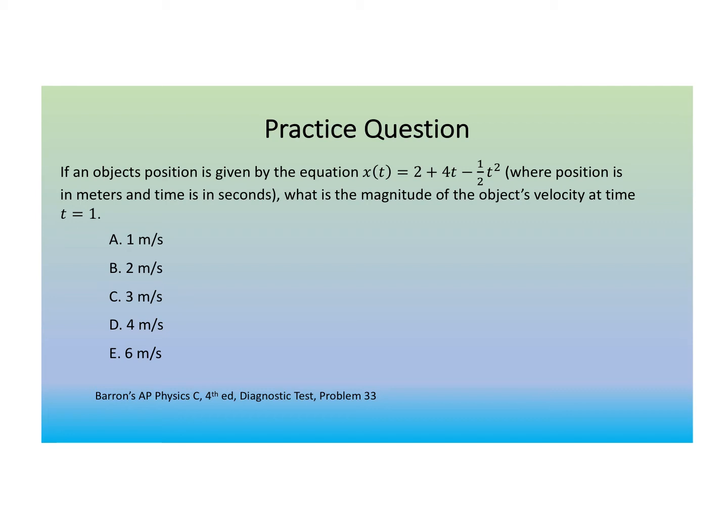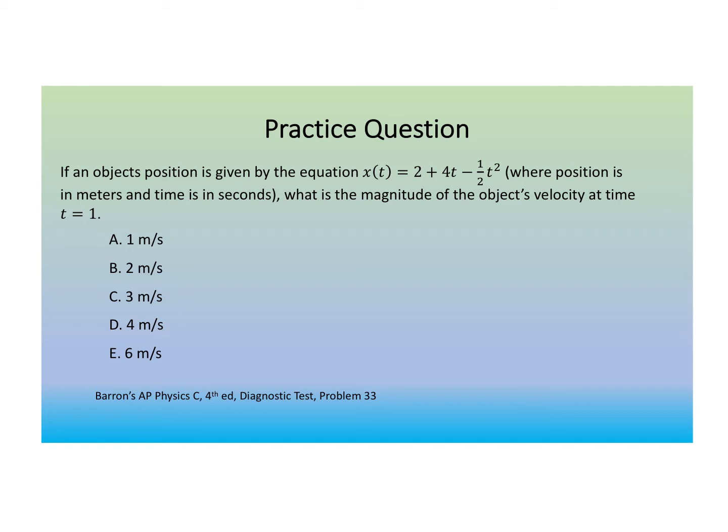So this is a typical question that you can see on an AP test, where we're given a function for the position at any given point in time, and it's asking us to find the object's velocity. If you're ever given a function on the AP Physics C test, you're probably going to have to take a derivative or an integral of that function. So be thinking about that piece of it.